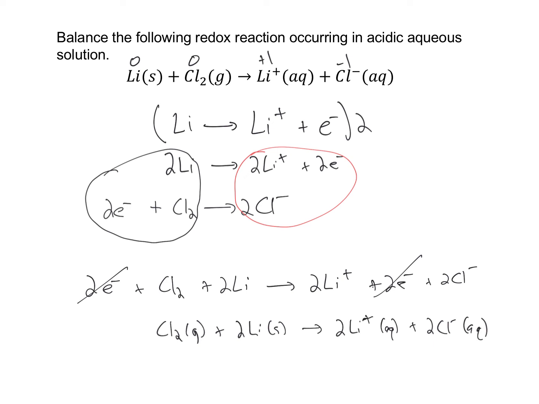All right, and then it's always good to double check, make sure it is in fact balanced. And so I have 2 chlorines and 2 chlorines, 2 lithiums and 2 lithiums. The charge on the reactant side is 0. The charge on the product side, I have plus 2 and minus 2, so the charge on the product side is 0. So my redox reaction is balanced. All right, on the next slide, we'll look at another example that gets a little bit more challenging.